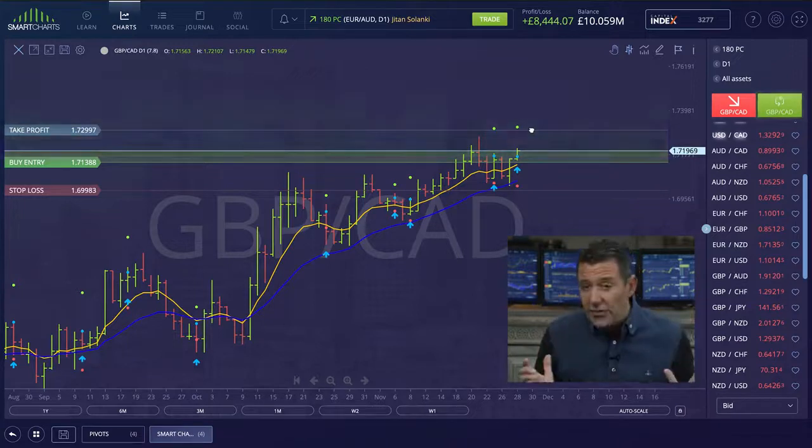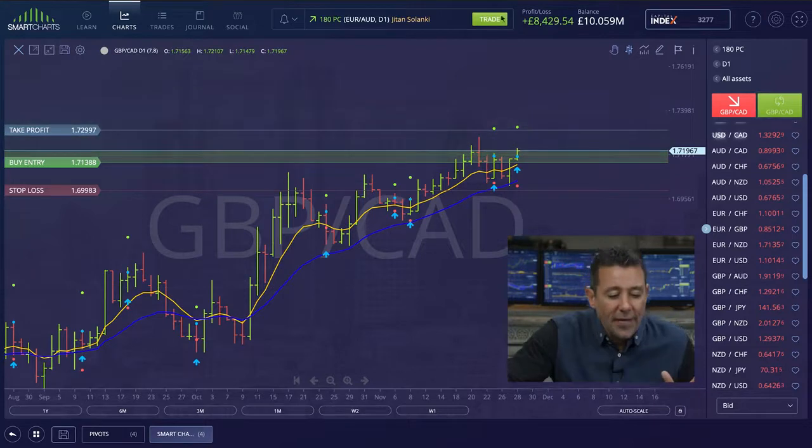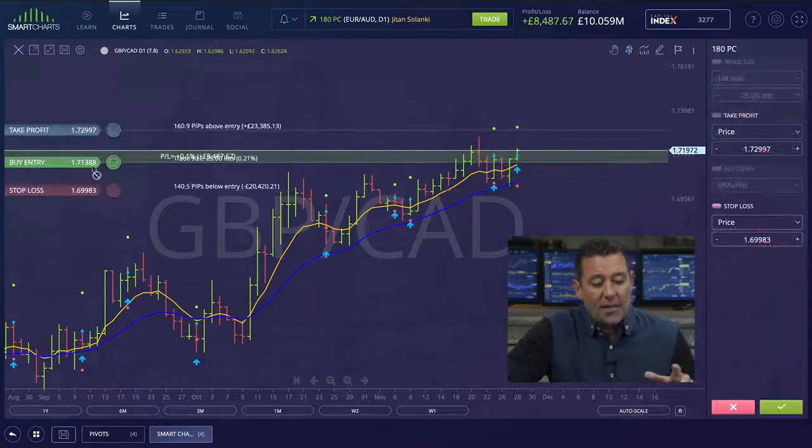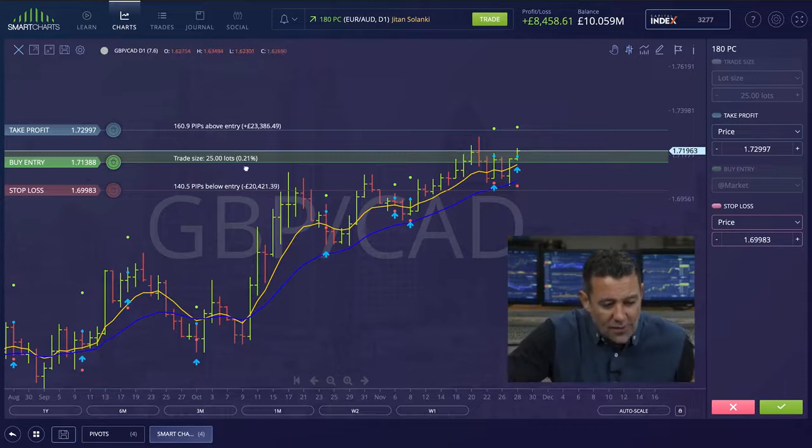Now, if I want to change that trade, if I'm not happy and I think it's probably going to top out before then, I can simply click on any of these orders, which is the take profit, the buy entry, or the stop loss, and now I can simply amend them. So you'll notice here that I am trading with 25 lots. I am looking to make a profit of 23,386.